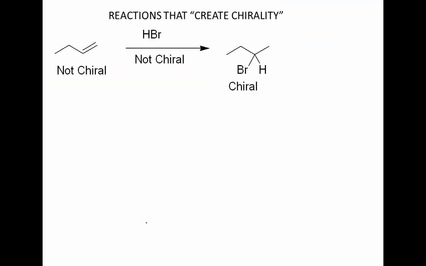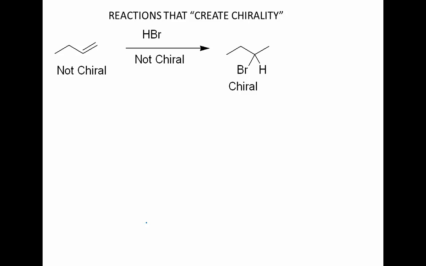Okay, let's look at reactions that create chirality. Now we said that you cannot create optically active material from optically inactive substance. But here, look what we have. We have 1-butene. No chiral centers in 1-butene. HBr, obviously not a chiral compound, but they come together to make a chiral compound.